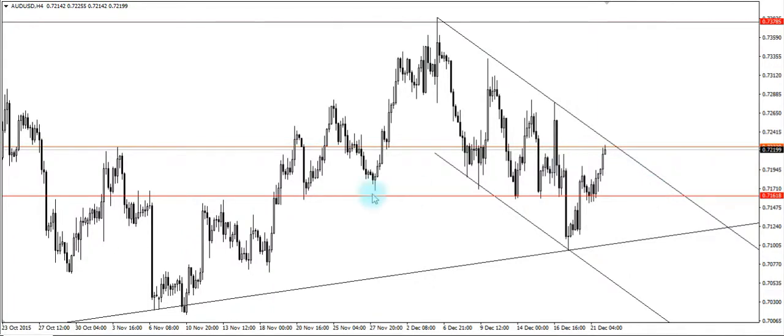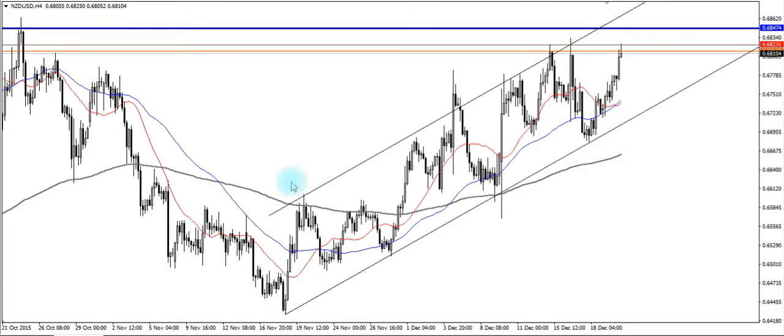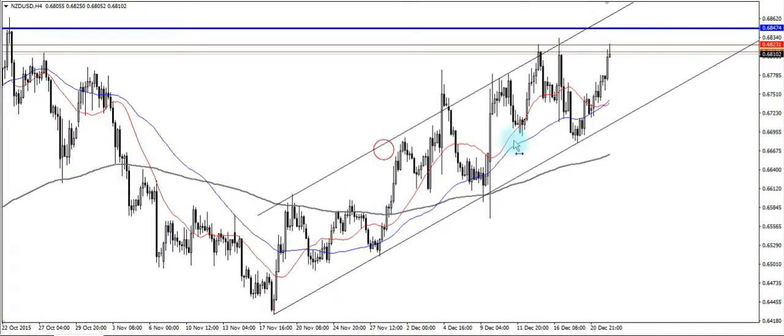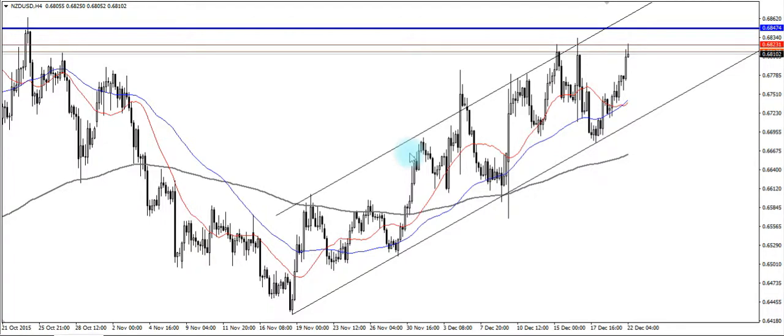I think I've taken a little too much time on this, but let's take a look at the New Zealand dollar against the US dollar, since we were right at the Aussie against the US dollar just now. As predicted as well, the New Zealand dollar against the US dollar has continued to appreciate. The price has reached a key resistance right now at the price of 0.6823, and we see the price pull back.